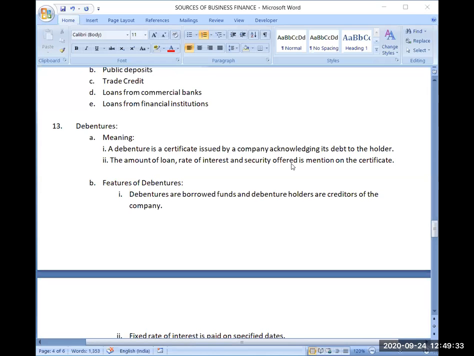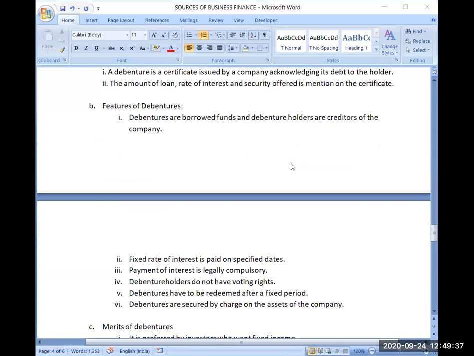Now, second point is features of debentures. What are the features of debentures? Debentures are borrowed funds, and debenture holders are creditors of the company. Now you know the meaning of the creditors of the company. Those who are providing you credit, those who are lending you money or goods on credit, these are known as your creditors. So obviously, whosoever is giving loan to the company, that is also a creditor of the company.